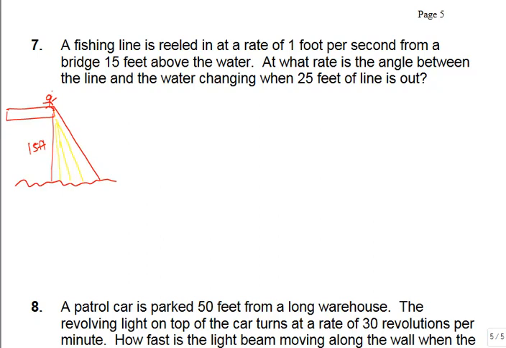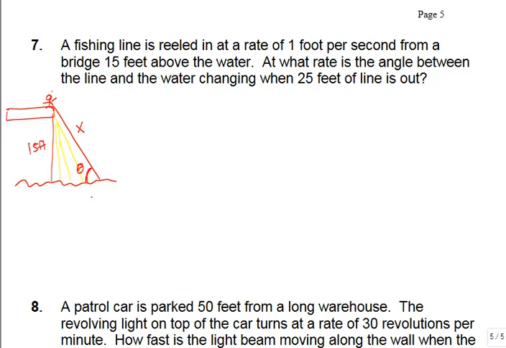So let's label our variables here. Since the fishing line is getting reeled in, it's getting shorter and shorter. So that's a variable. Let's just call it x. And the angle that they're talking about here is the angle between our fishing line, which is this red line, and the water, which is down here. So we're talking about this angle right here.